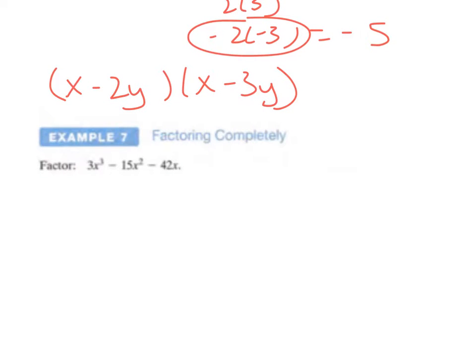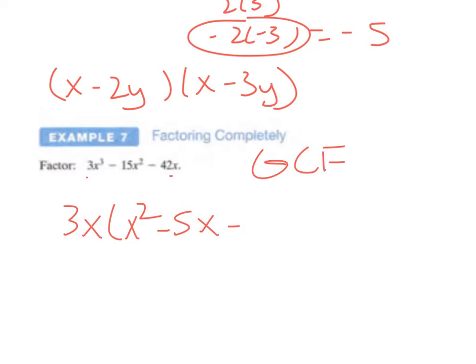Now let's look at this next one where we want to factor this. The first thing we always want to check is, do we have a greatest common factor? And in this case, we do, because we have a 3 and we have an x. So I'm going to take out the 3x first before I can do anything. It gives me x squared minus 5x minus 14. Now I have a trinomial that I can factor.